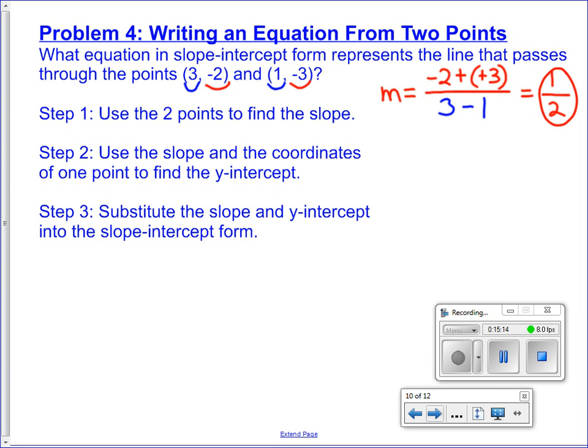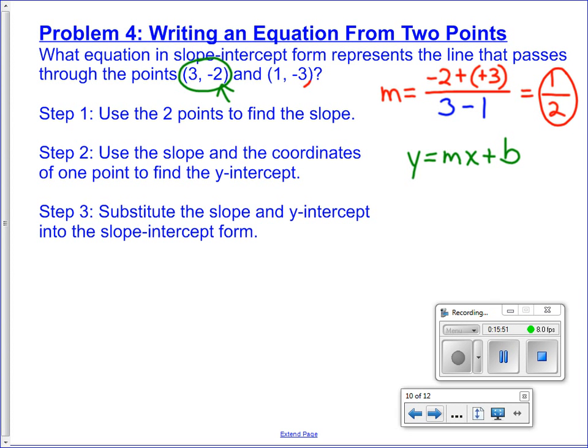Step 2, we're going to use the slope and the coordinates of one point to find the y-intercept. All right, so here you have a choice, and I'm going to actually do both, just to show you that it doesn't matter which point you pick. First of all, I'm going to pick (3, -2). All right, so we're going to go to our y = mx + b form, and we're going to start substituting in some values.